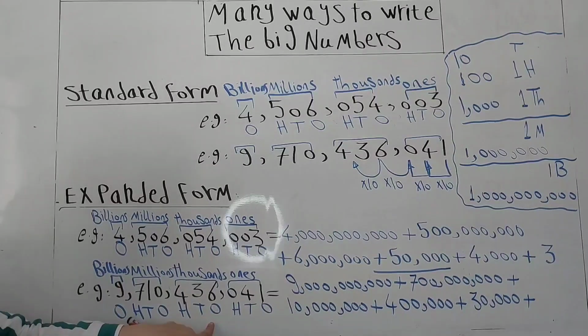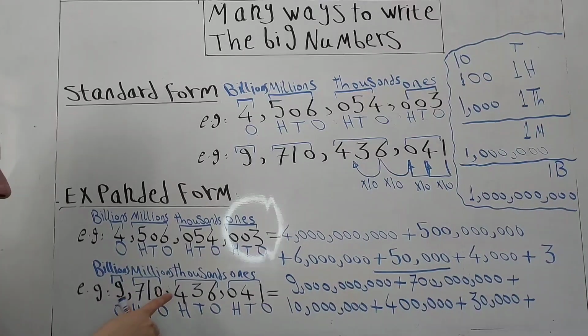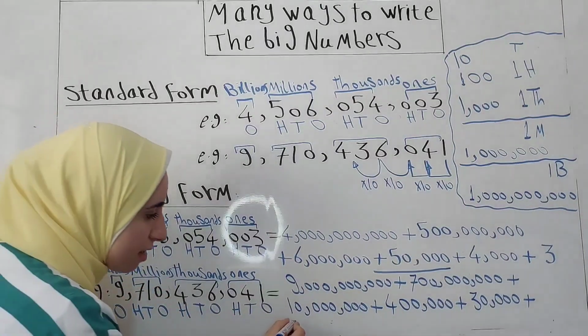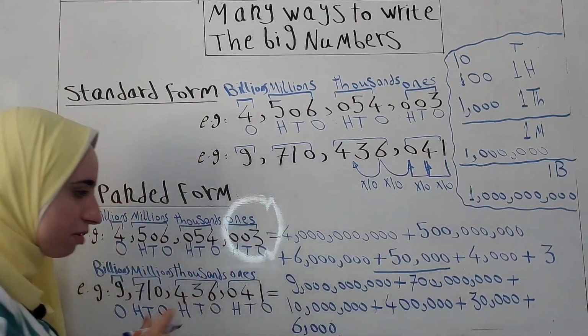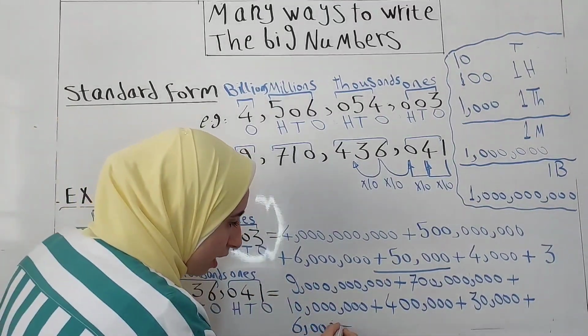The next digit is 6. 6 is in the 1,000 place. So we need to write 6,000. We write 6, then 3 zeros for thousand. And we write plus sign.